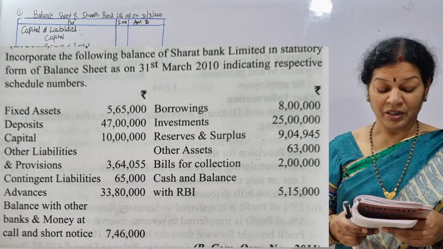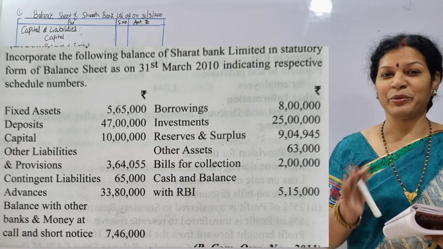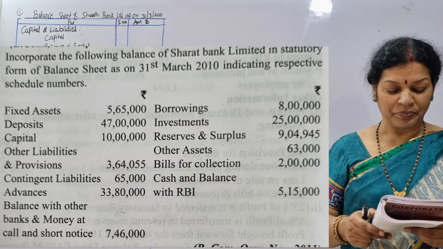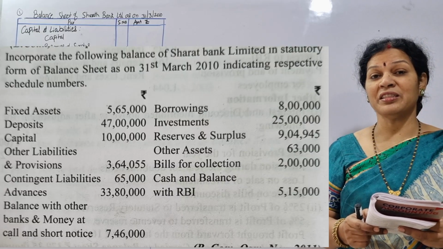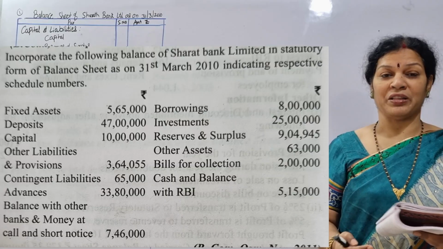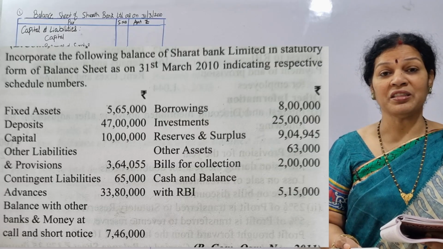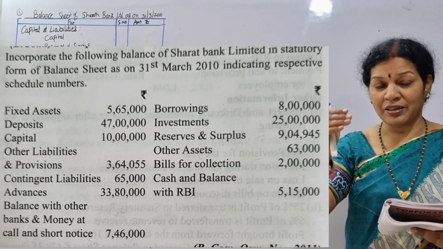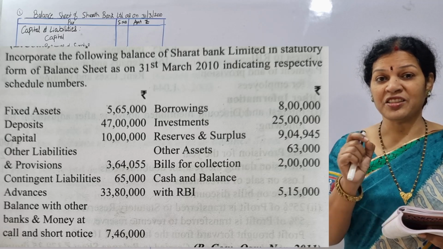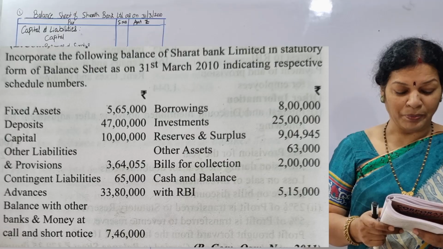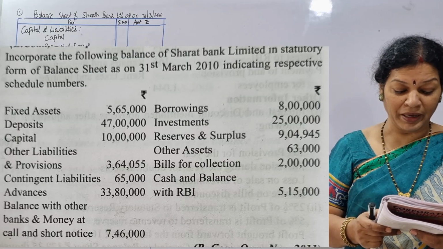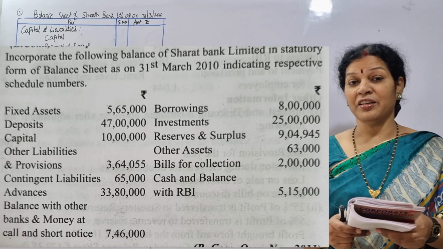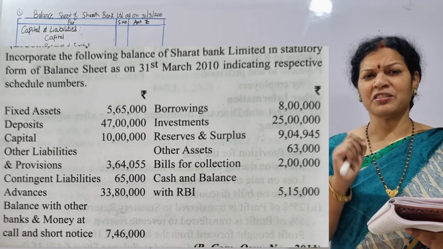Next, the 12th one, contingent liabilities. Contingent liabilities is the 12th schedule, out of the assets and liabilities. Lastly, we'll be showing advances. Advance means we are giving advance. When we are giving advance, it's an asset. So in the list of assets, 9th schedule it is. Next, balance with other banks and money at call and short notice. This is asset side, 2nd schedule. Asset side 2nd means it is 7th schedule.